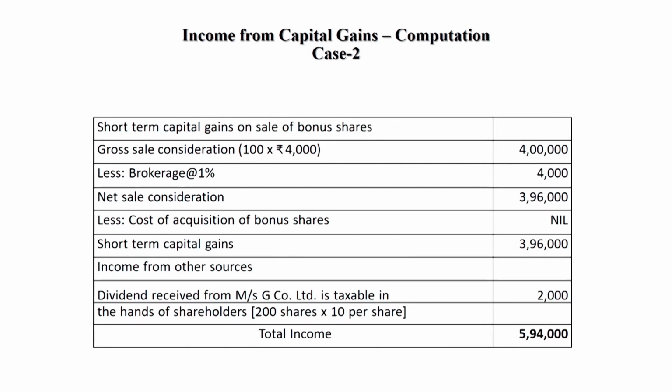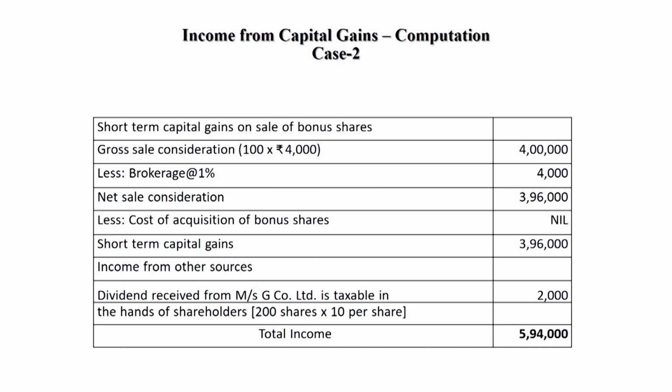So, dear students, short-term capital gain on sale of bonus shares. Gross sale consideration 4,000 into 100 is equal to 4 lakh. Brokerage 1%, so 1% of 4 lakh is 4,000. Next, net consideration is 3,96,000. In the case of bonus shares, no cost of acquisition is paid because bonus shares are given by the company without any cost. So the cost of acquisition will be nil, and the short-term capital gain will be rupees 3,96,000.